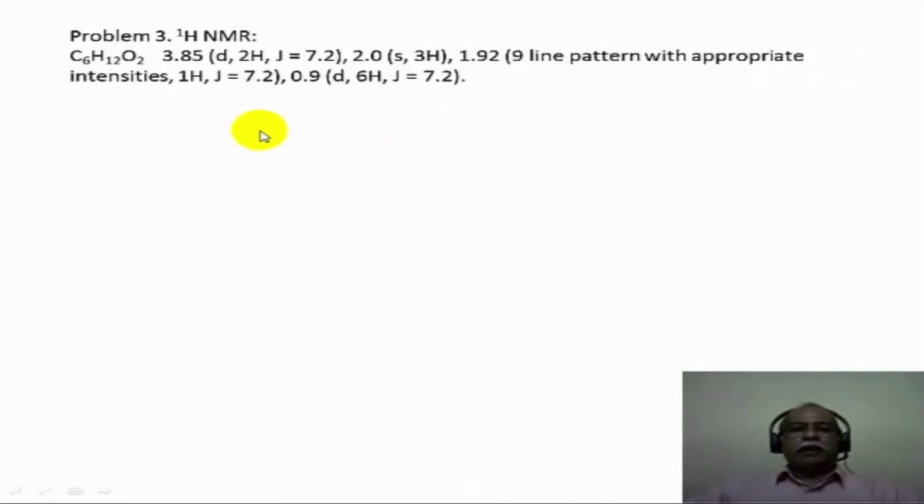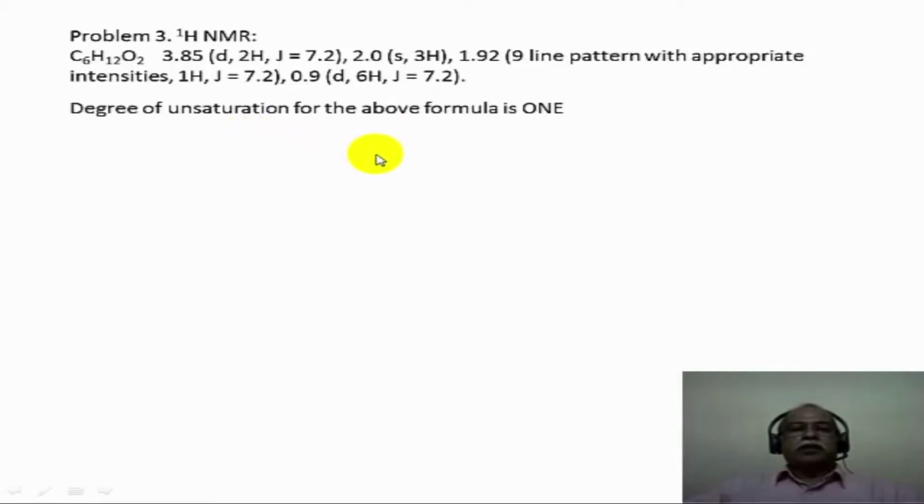In problem number 3, the molecular formula is C6H12O2, and the degree of unsaturation is 1. Now, if you look at this information, namely 1.92 ppm, a 9-line pattern of appropriate intensities and a J value of 7.2, it implies that there are 8 hydrogens adjacent to this CH group. This is a 1-hydrogen intensity, so it should be a CH group, and there are 8 adjacent hydrogens vicinal to it.